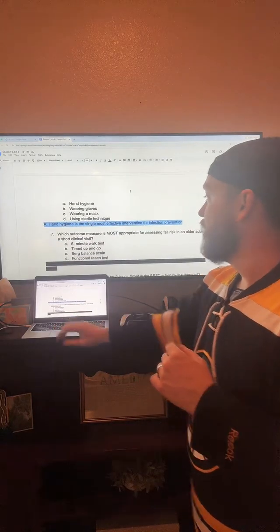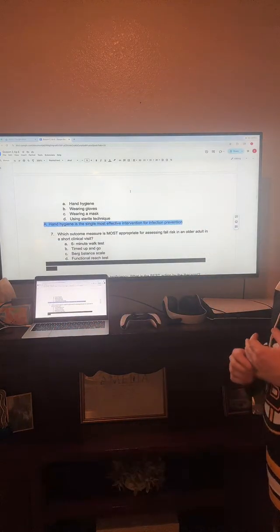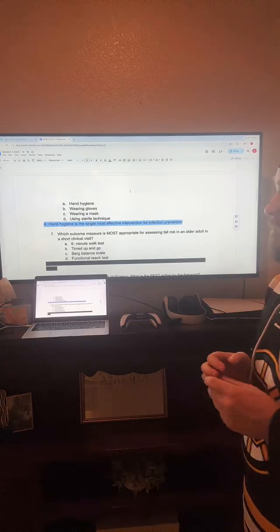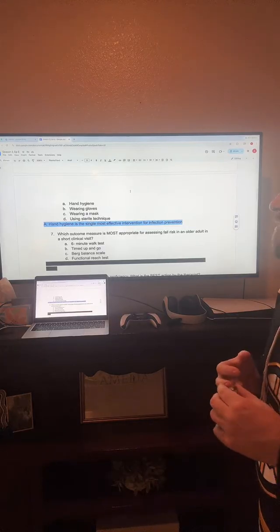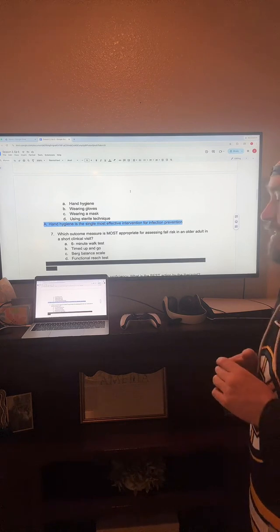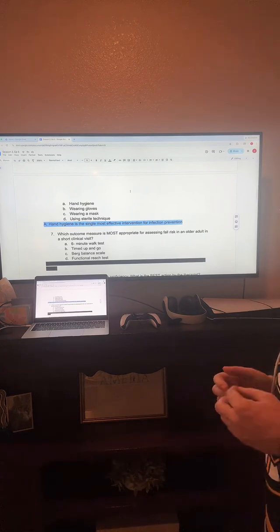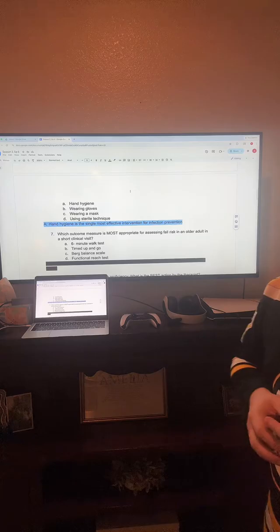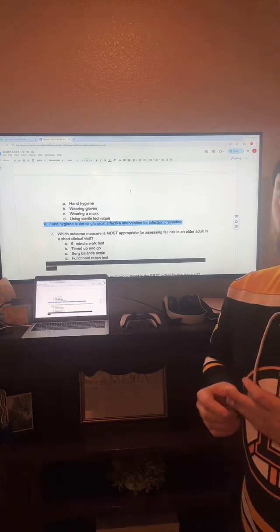Number 7, which outcome measure is most appropriate for assessing fall risk in an older adult in a short clinical visit? A, the 6-minute walk test, B, the timed up and go, C, Berg balance scale, or D, functional reach test.